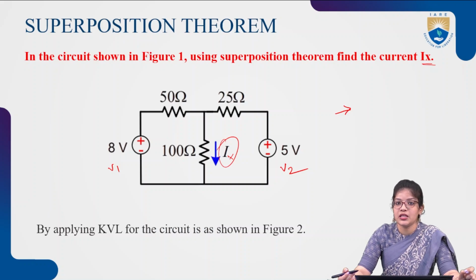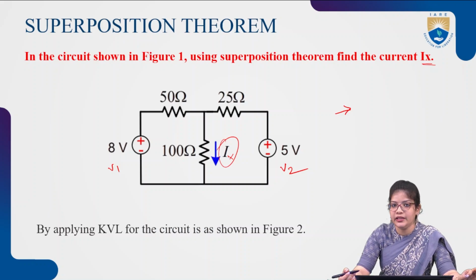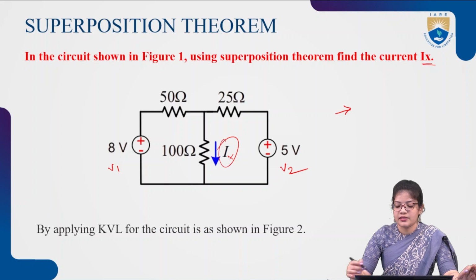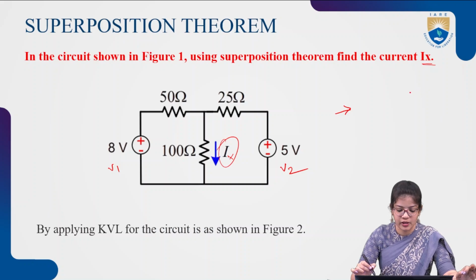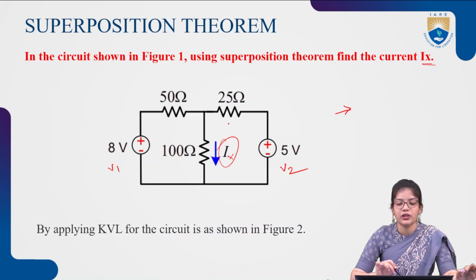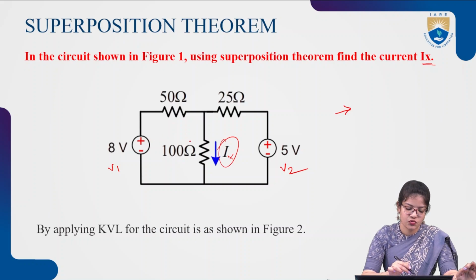Then we have to check that all the elements are linear elements. As I have already mentioned, linear elements are resistors, capacitors and inductors. Diodes and transistors are not applicable for the superposition theorem. In this circuit there are only linear elements, which are resistors. There are three resistors connected in parallel, which form two meshes with currents I1 and I2.